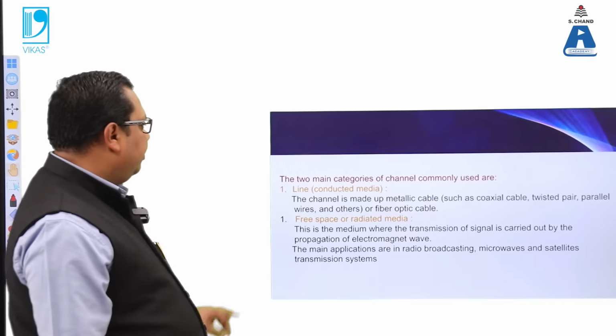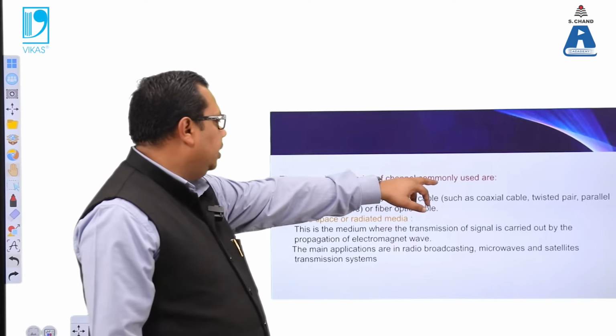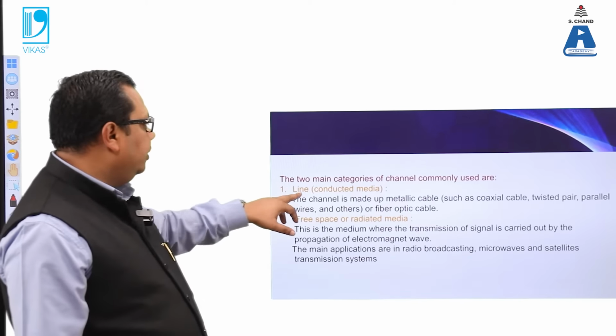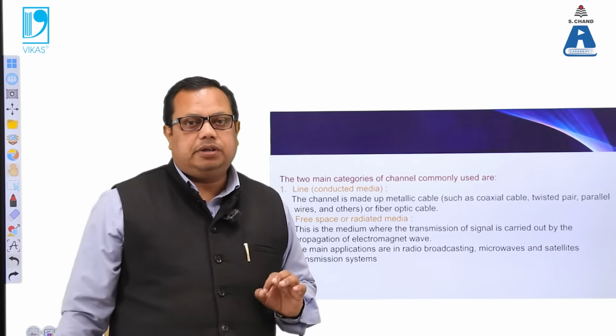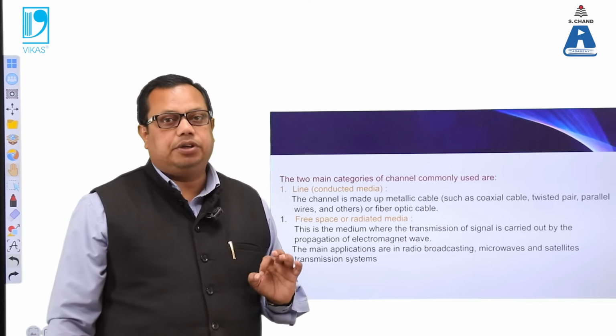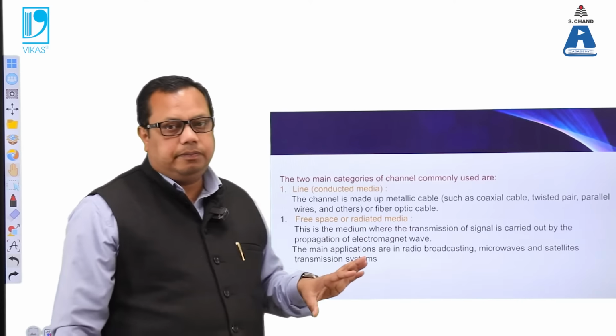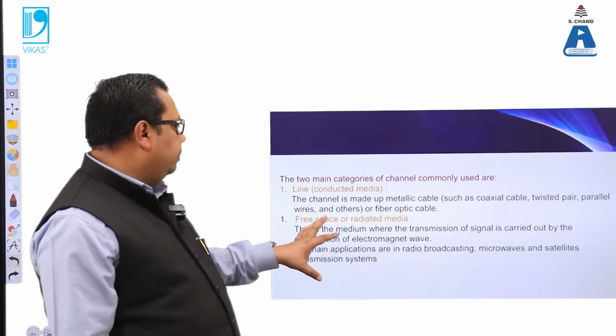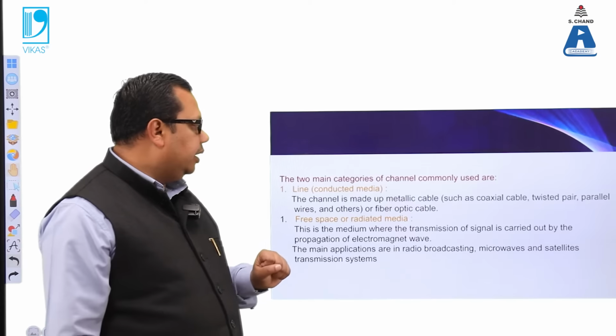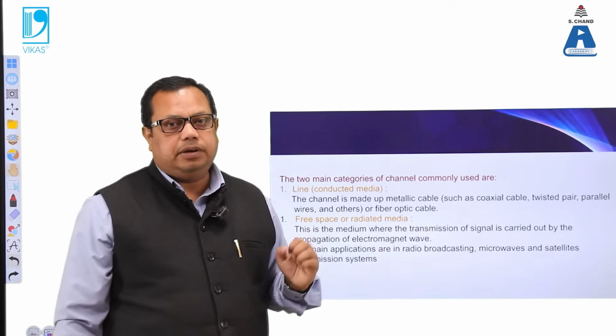So, here we have two main categories of the channel commonly used. The first one is a line. Line communication, as the name suggests, is a wired communication. Wired in the sense that the two ports will be connected with a cable. And then free space radiated media is basically when they are not connected with the cable.